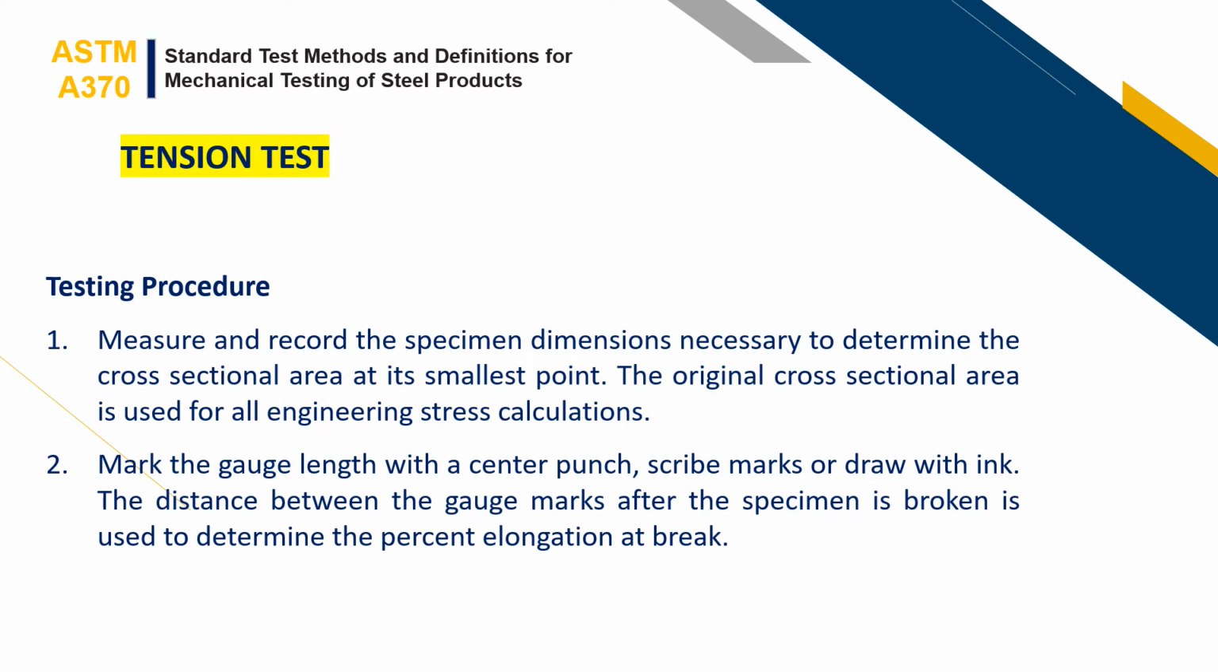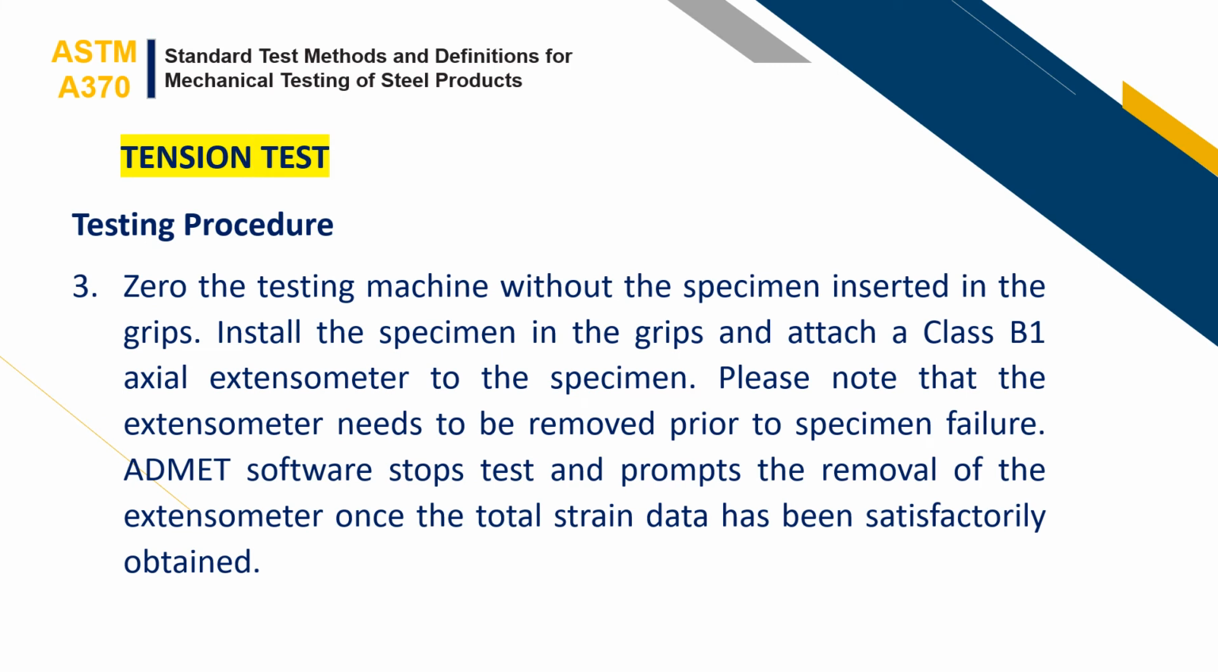Second, you mark the gauge length with a center punch, scribe marks, or draw with ink. The distance between the gauge marks after the specimen is broken is used to determine the percent elongation at break. Third, zero the testing machine without the specimen inserted in the grips.